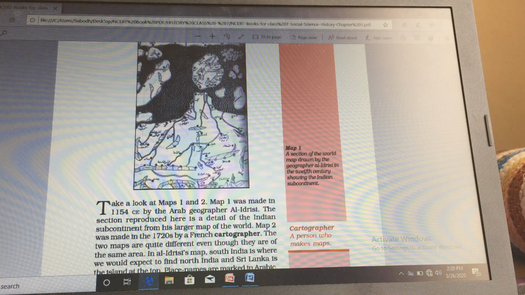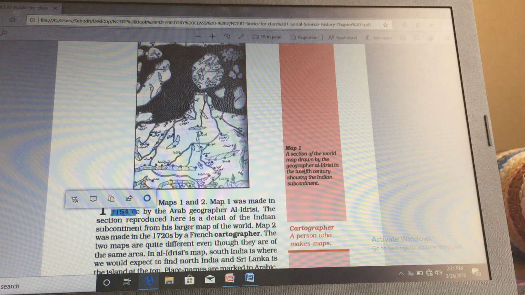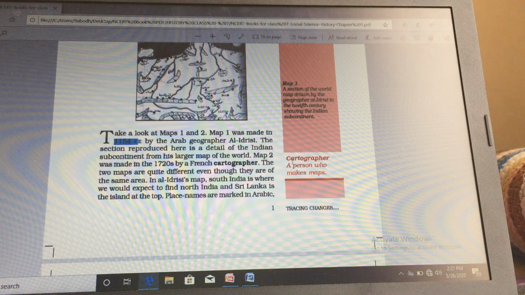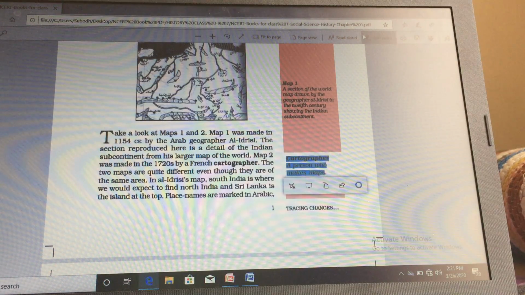A section of the world map drawn by geographer Al-Idrisi in the 12th century. To be precise, it was 1154 CE. You can see here, right? And the new term which you learn here is cartographer, a person who makes maps.